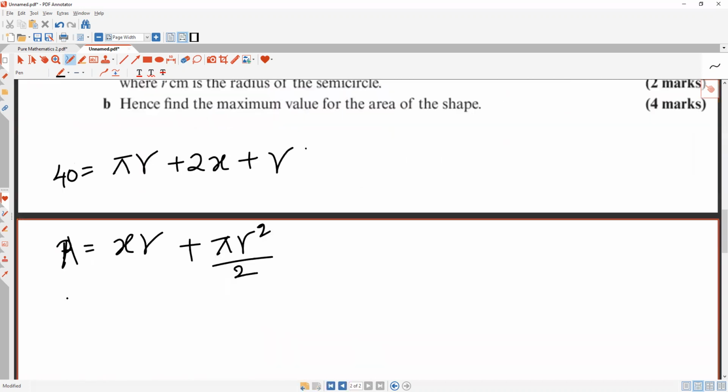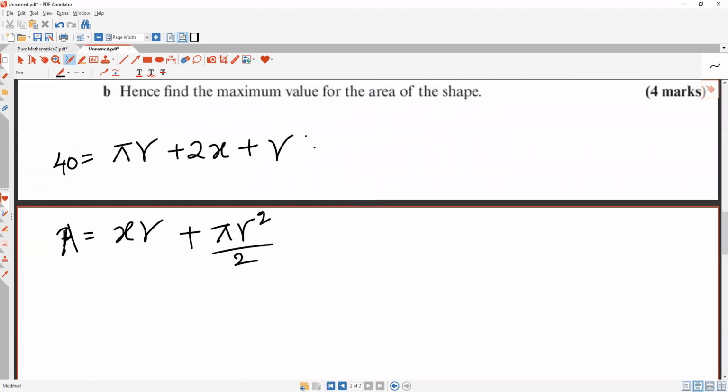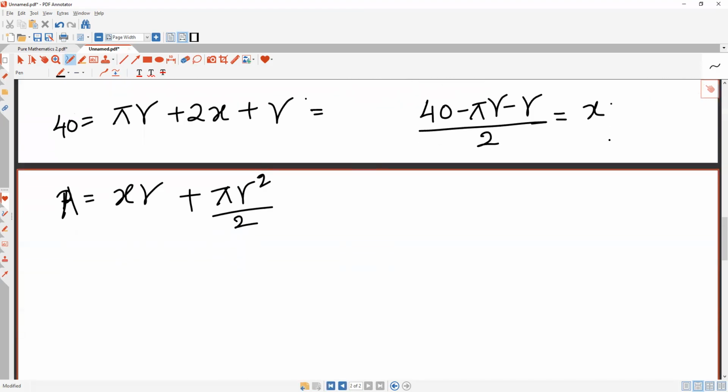Fine. So I have to make x the subject of the formula. Let's do that. If I make x the subject of the formula, I can write 40 minus pi r minus r, divided by 2, is equal to x. I have to substitute that here in place of x in the area. So let me substitute in terms of x.